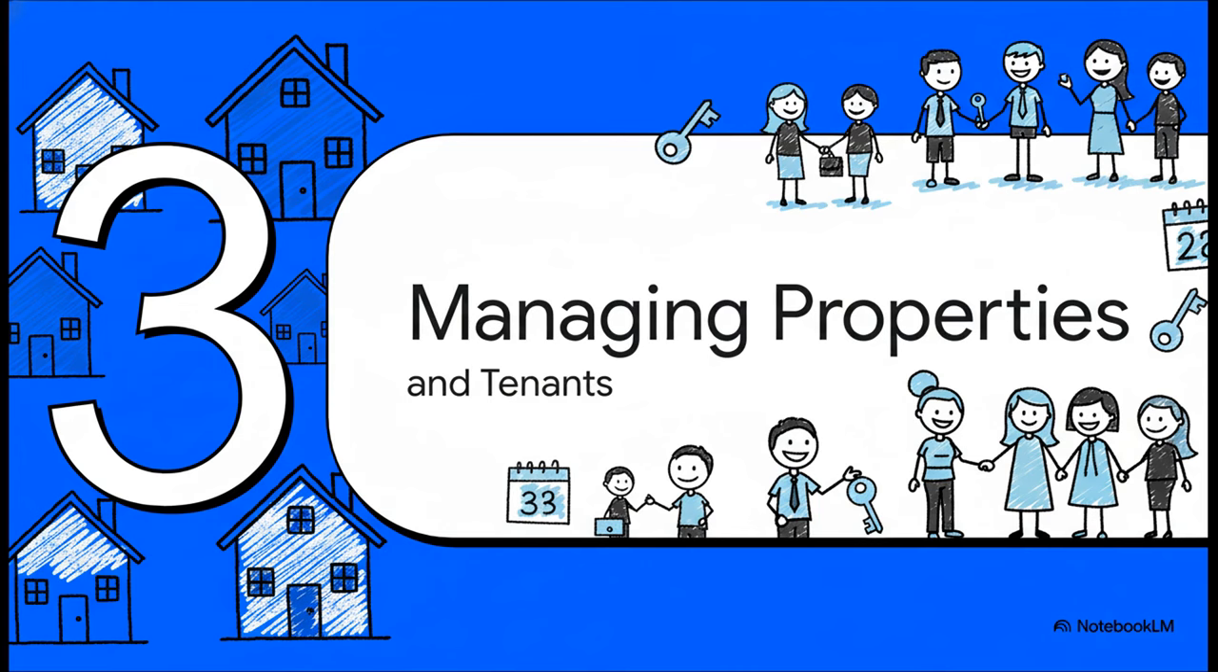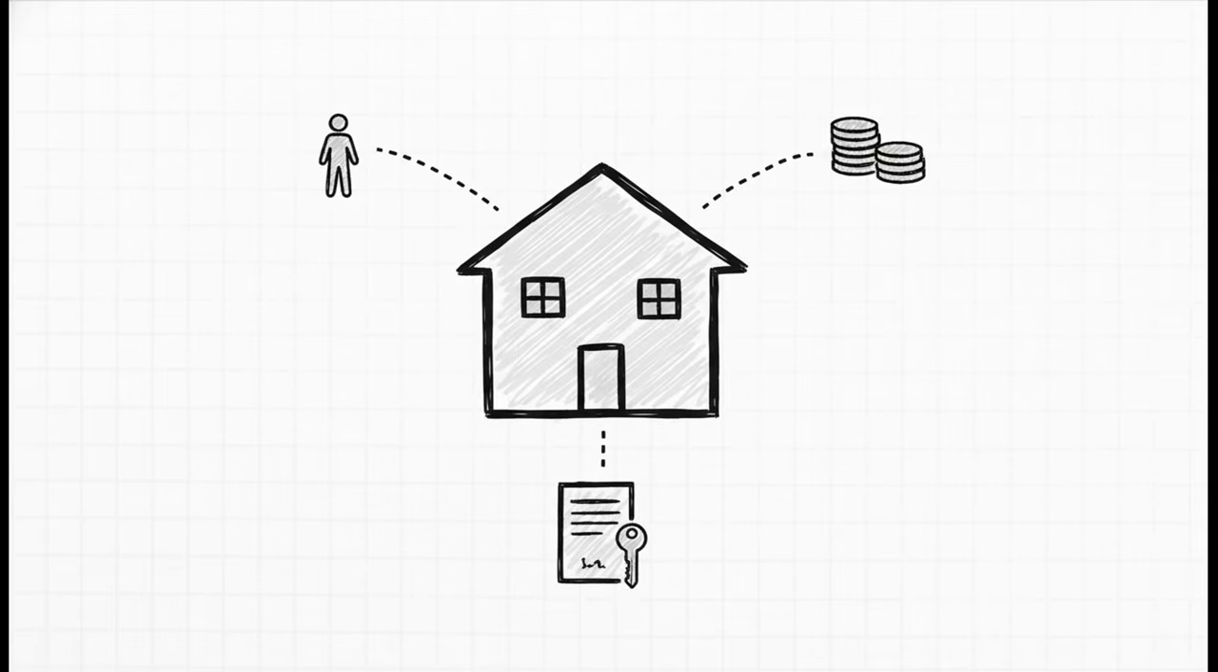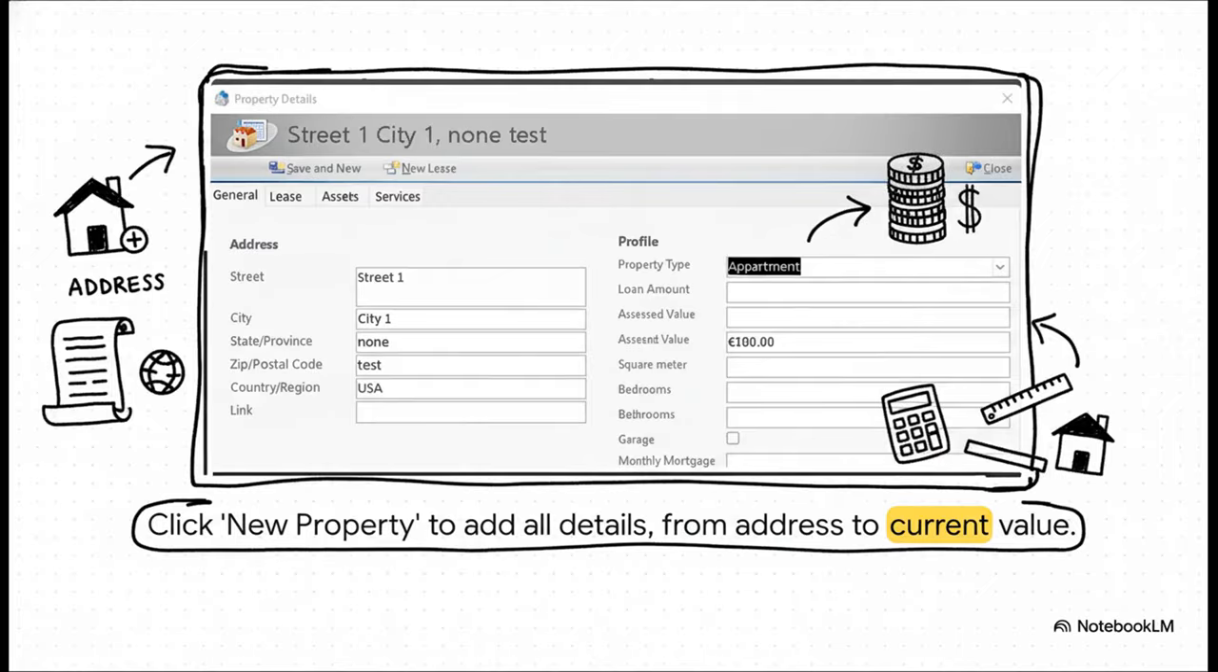So with that little bit of setup out of the way, let's dive into the real heart of the software, managing your properties and tenants. This is going to be the day-to-day command center for your entire rental business. You know, in the rental business, everything, and I mean everything, flows from one thing, the property itself. It's the foundation, and that's exactly how the software is built too. So to add a new property, you just click New Property, and boom, this really clean form pops up where you can log everything you can think of. The address, the property type, square footage, current value, even the mortgage details. This becomes the central file for every single asset you own.